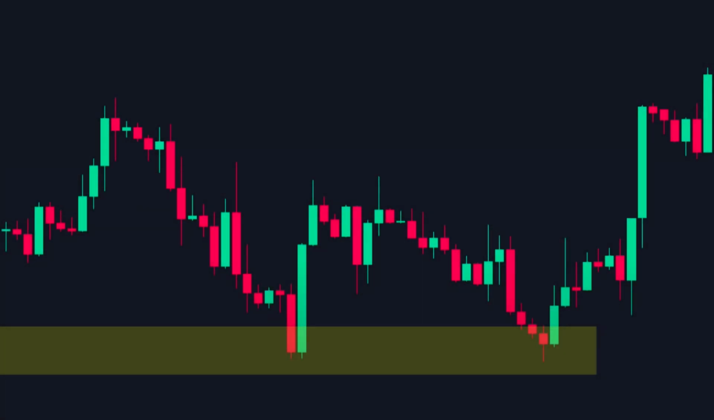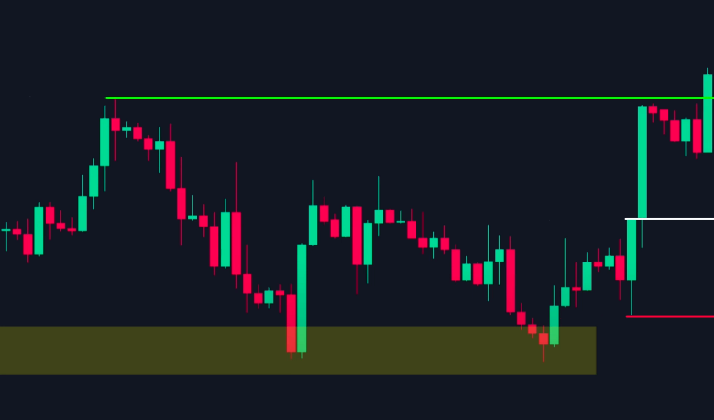A buy trade could be initiated here as well. We place a buy order above the high of the candle and we can put a stop loss below the candle. Our targets will be these highs, and as you can see, the price achieved our targets on this trade.